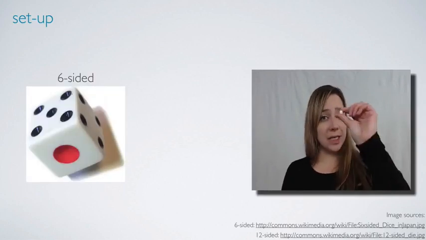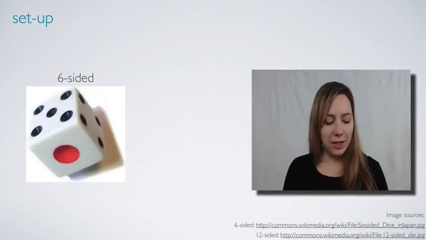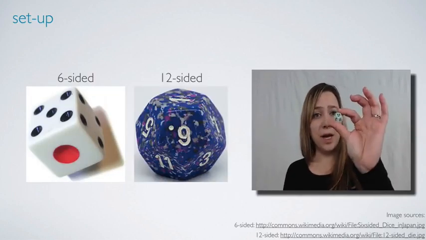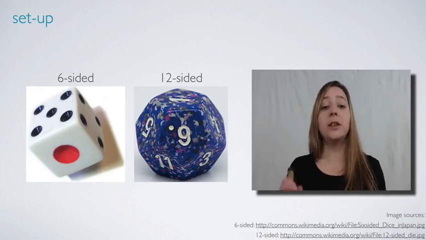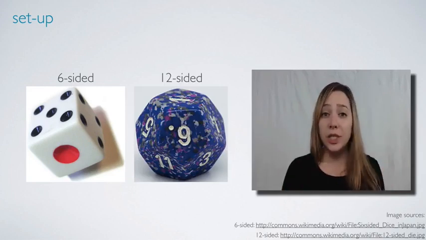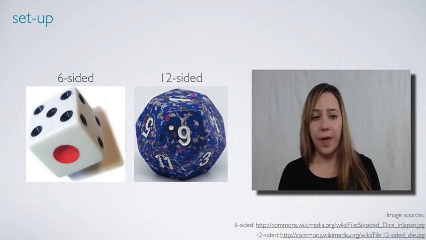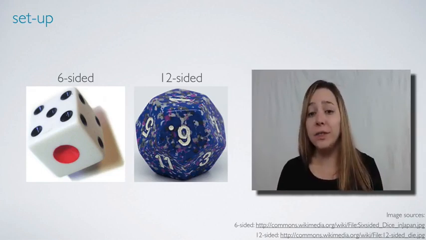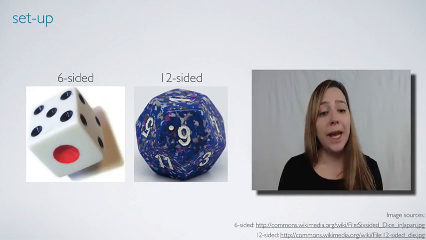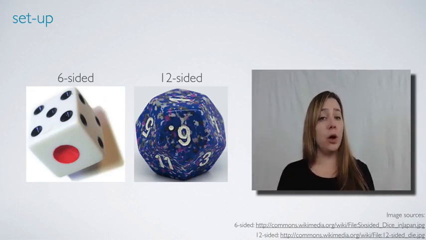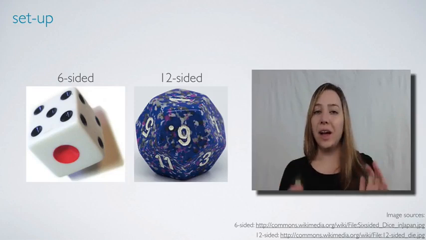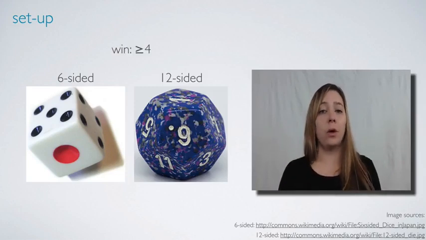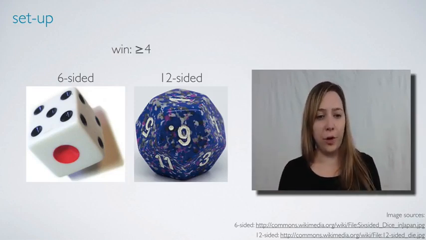One of them is a 6-sided die, looks something like this, and the other one is a 12-sided die, looks something like this. The ultimate goal of the game is to guess which hand is holding which die. But this is more than just a guessing game. Before you make a final decision, you will be able to collect data by asking me to roll the die in one hand, and I'll tell you whether the outcome of the roll is greater than or equal to 4.